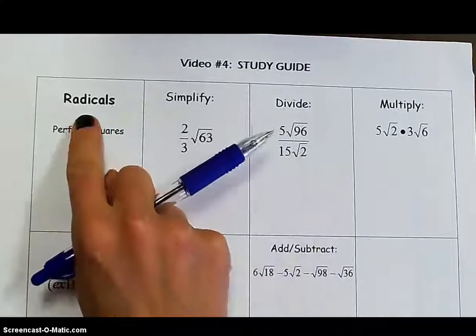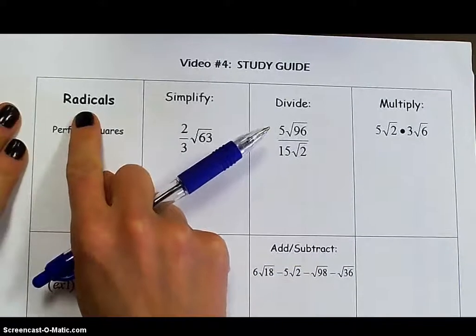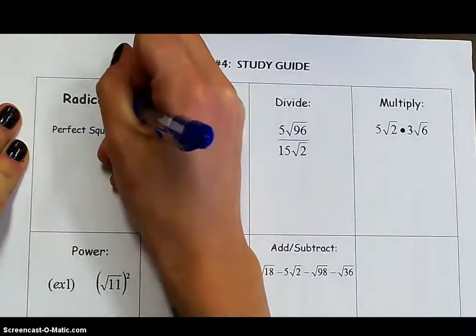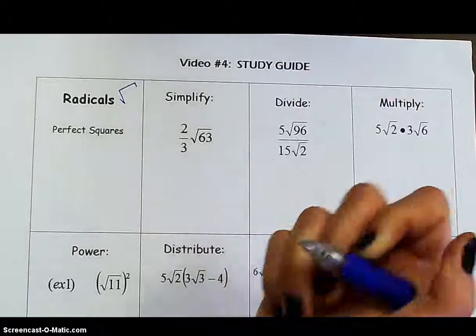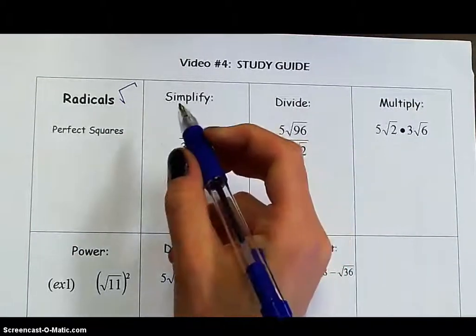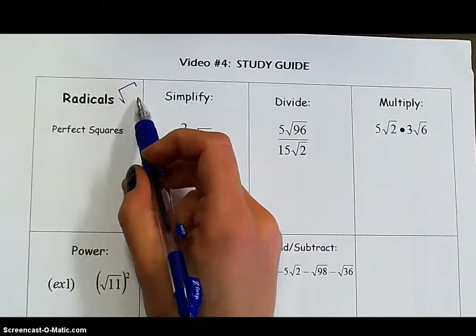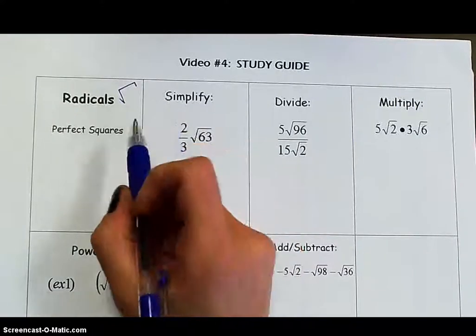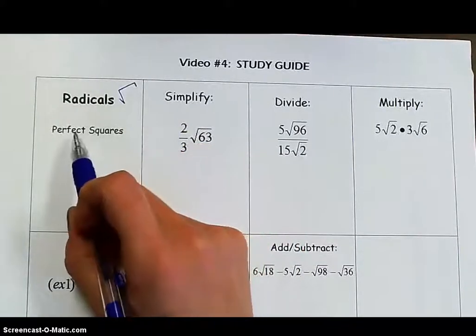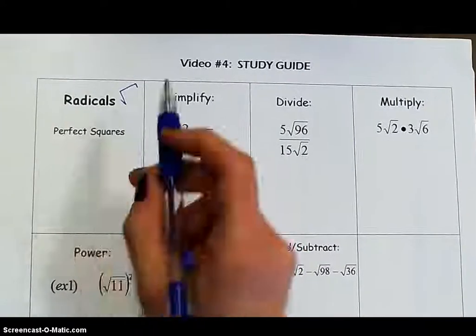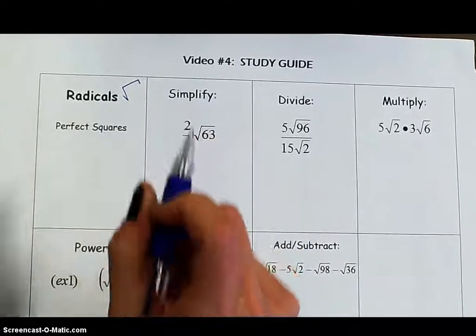So the first thing we're going to do is just review a radical. Now remember, a radical is when you have a number underneath a square root sign. We typically use radicals when the number underneath is not a perfect square and it's an irrational number. So in order to simplify those, we're always going to use our perfect squares. So let's go ahead and write down what those perfect squares are.